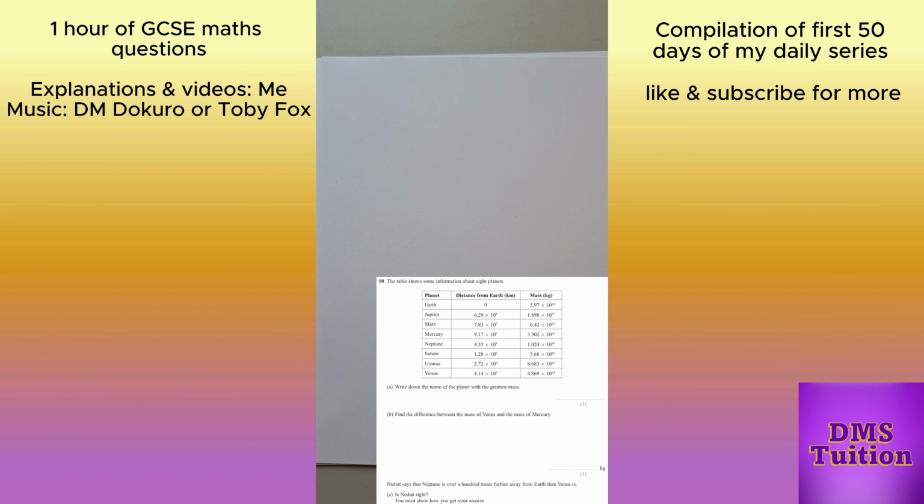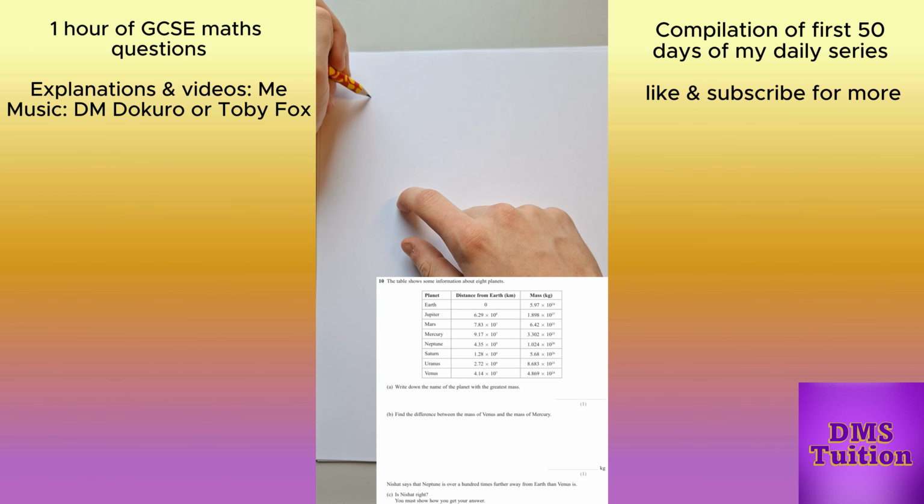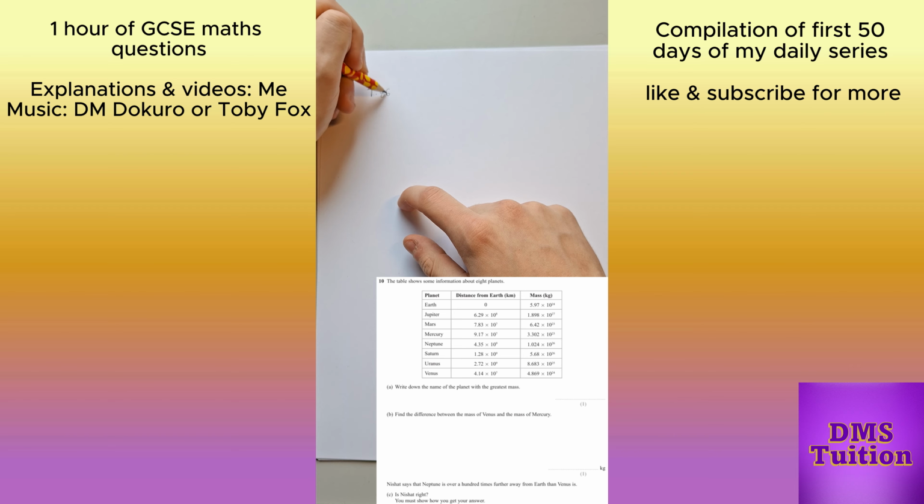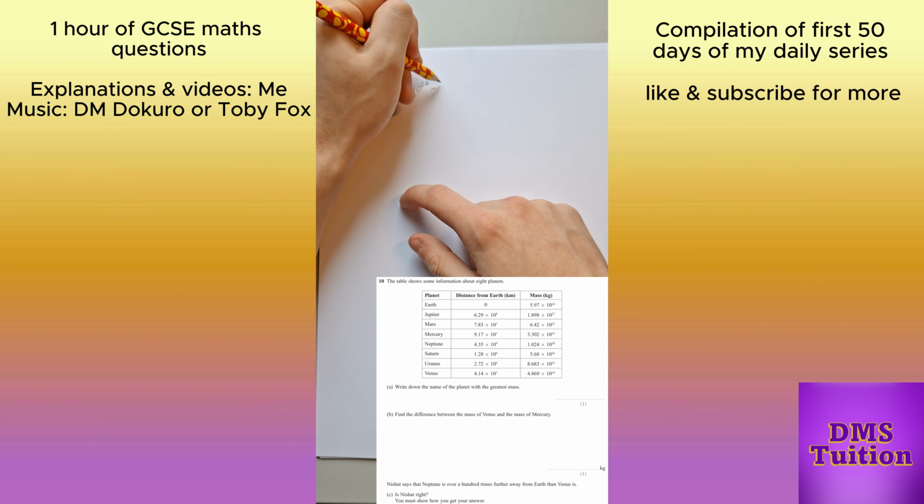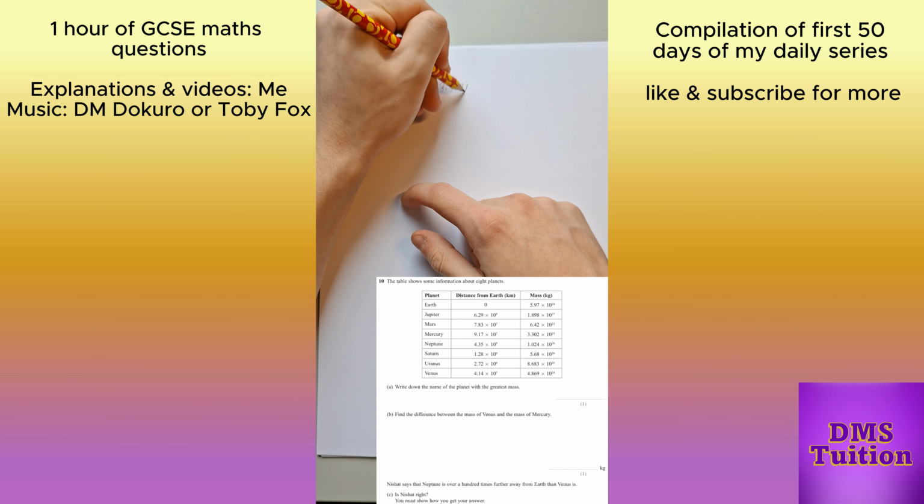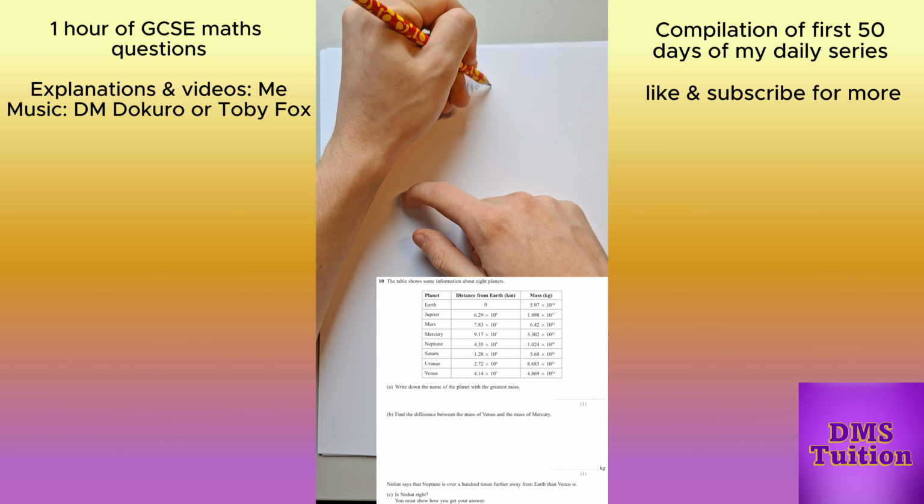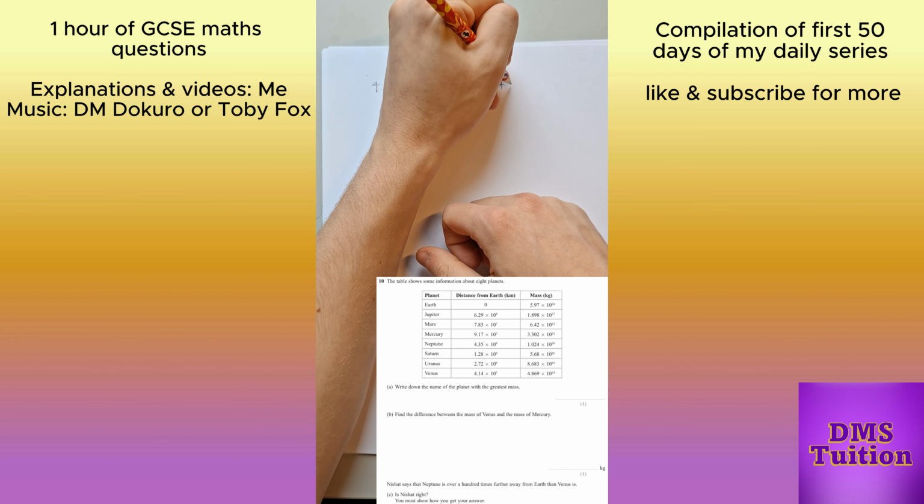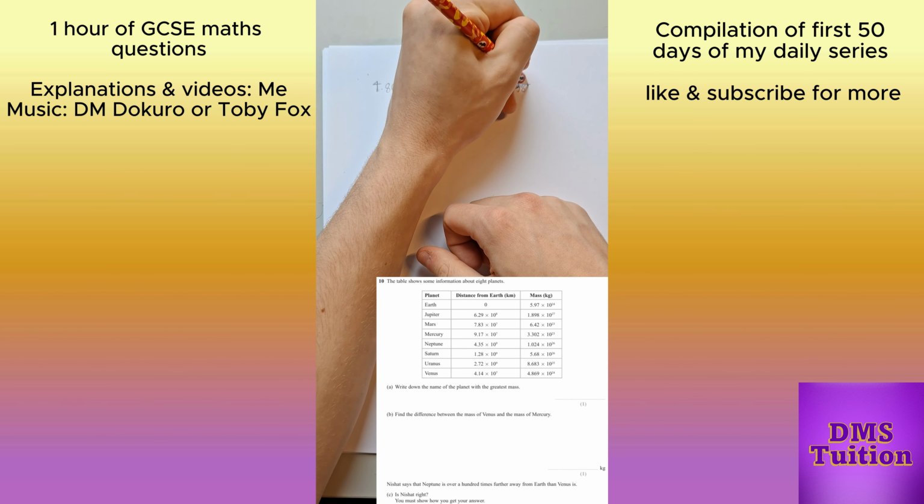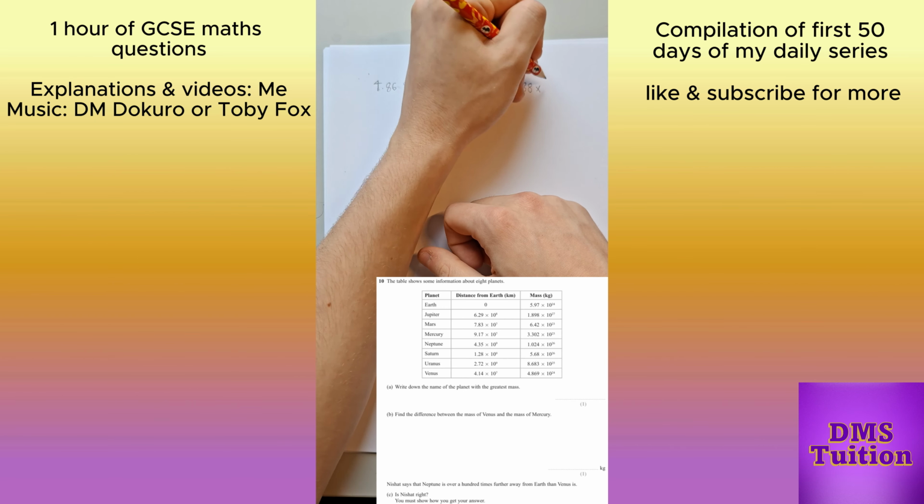For question B, we need to find the difference between the mass of Venus and Mercury. And to do that, we simply need to do one minus the other. And because this is a calculator paper, we can just put it into our calculator. And it is 4.869 times 10 to the 24 minus 3.302 times 10 to the 23, and just putting that into our calculator, we get 4.5388 times 10 to the 24.